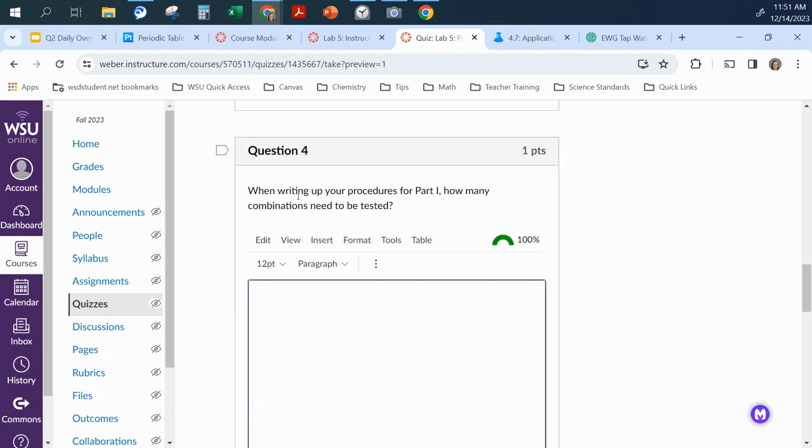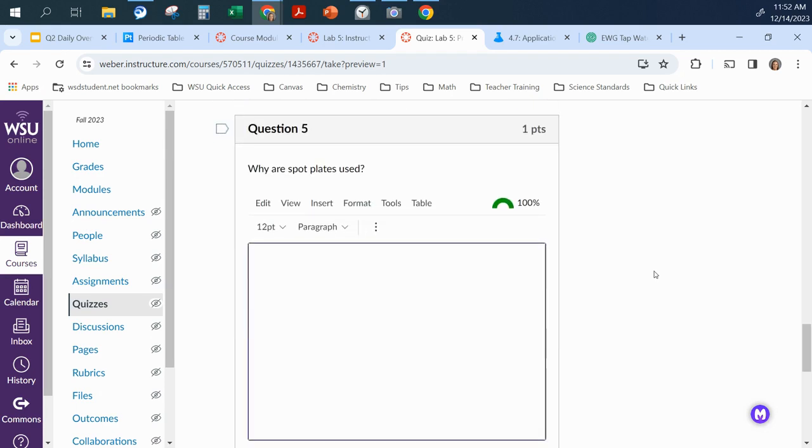Let's look at question 4 together. How many things are in part 1? If we combine 6 things with 6 other things, how many possibilities are there? Yeah, good. Oh, this is really fun math.